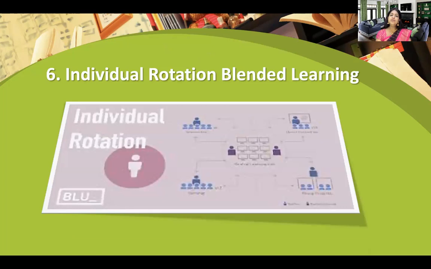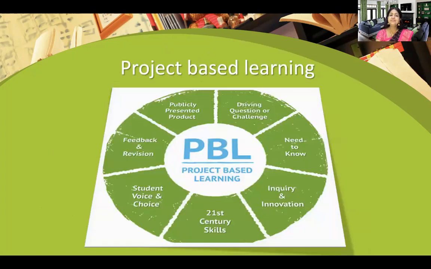The individual rotation model allows students to rotate through stations, but on individual schedules set by a teacher or a software algorithm. Unlike other models, students do not necessarily rotate to every station. They rotate only to the activities scheduled on their playlist. And it is very similar to the mastery-based blended learning.